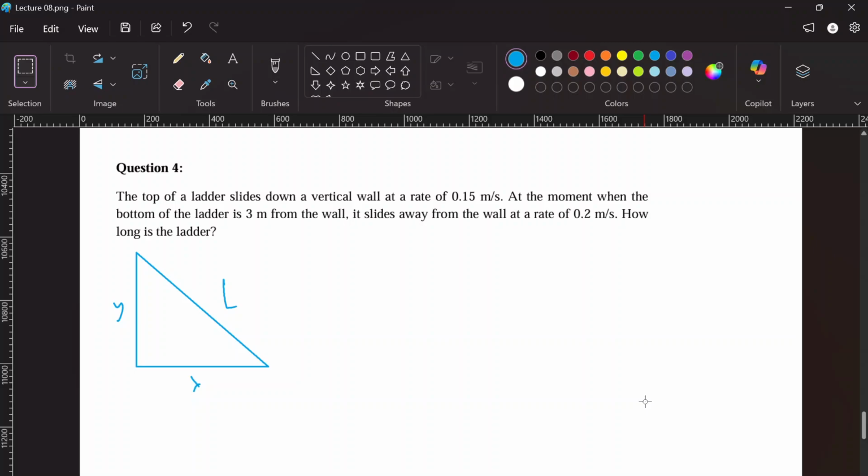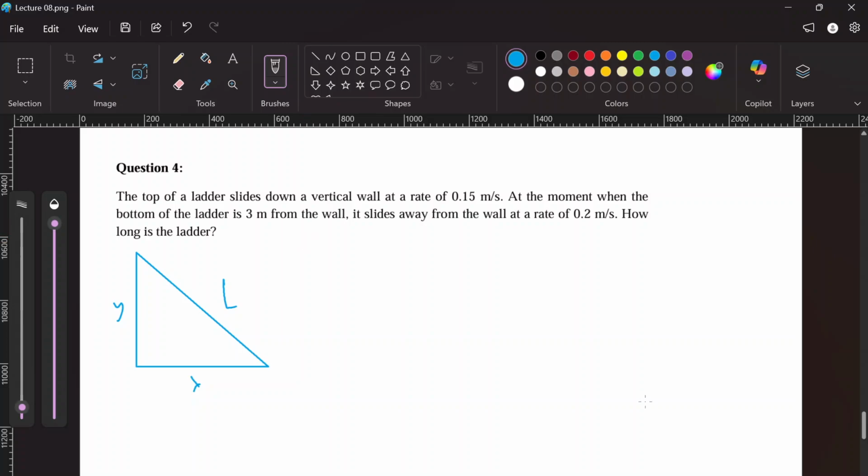Question 4 is easier. You have the top of a ladder that slides down a vertical wall at a rate of 0.15 meters per second. At the moment when the bottom of the ladder is 3 meters from the wall, it slides away from the wall at a rate of 0.2 meters per second. How long is the ladder?